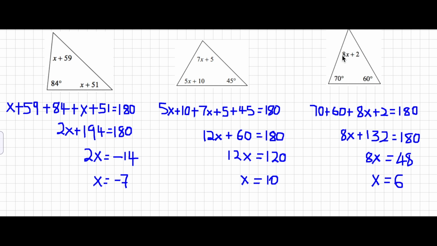So if you wanted to know what is 8x plus 2, substitute the x with the 6. So 6 times 8 is 48. 48 plus 2 is 50. So that angle there is 50 degrees.